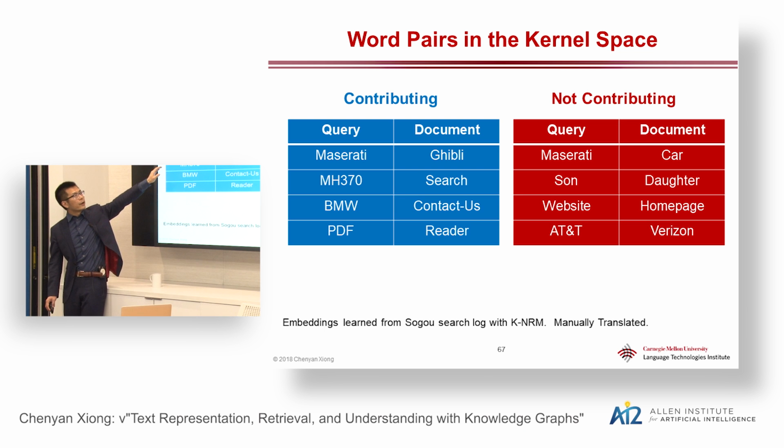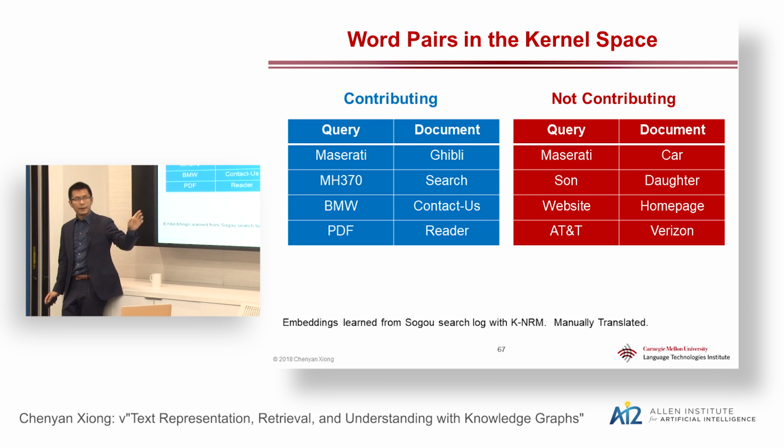For example, for the query that contains the word Maserati, the document that contains Ghibli, a car type of it, actually provides a more detailed explanation of the search intent, so it is more useful. But the word car is something that everybody searching for Maserati already knows, and having that word in your document is not contributing at all.